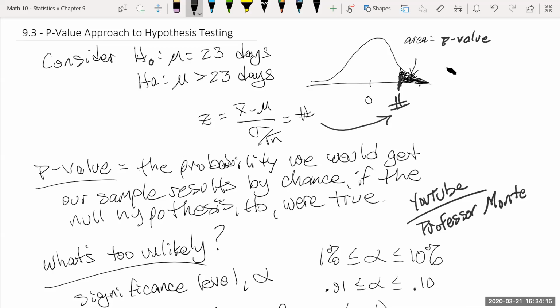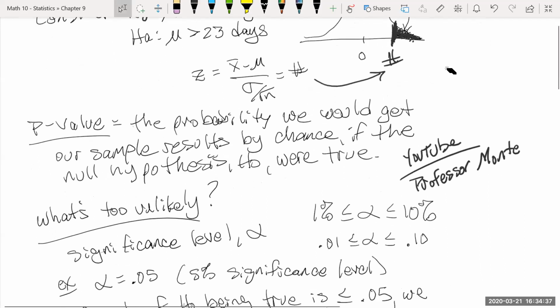Now, on my slide, I'm more formal about it. I say our sample results or something more extreme by chance, because our sample results would just be up on this picture, just right at this line. But or more extreme is everything out past there as well. Technically, that's what the p-value is. It's that whole area.